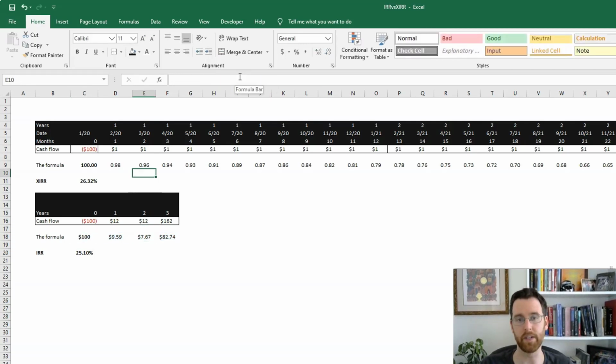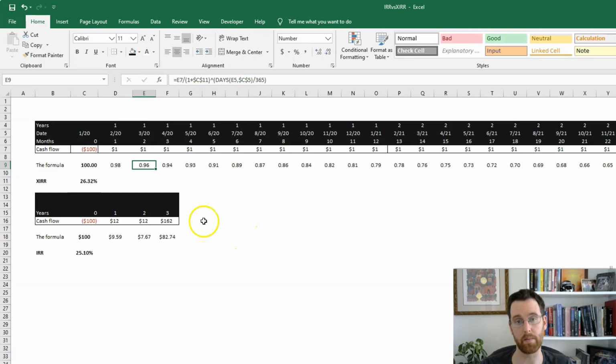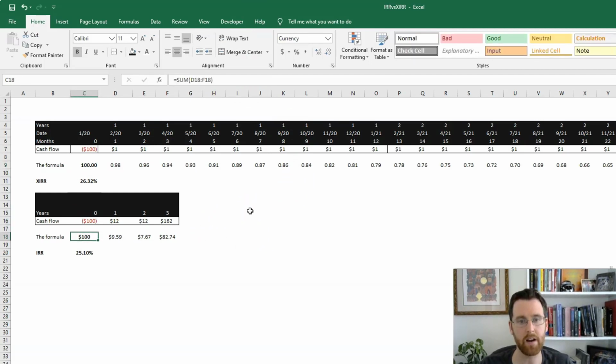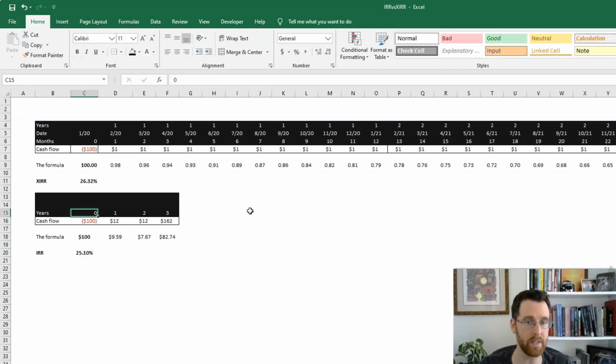So the XIRR is able to deal with frequent and even differing dates. Like if we had not every month, maybe we wanted to do month one, month seven, month nine, month 12, it could capture that because again, the formula will capture the days passed from when you first acquire the property. So again, our XIRR in this example is higher than our IRR. Now that might not always be the case, but in this example it is, and I can show you an example of where it wouldn't be.